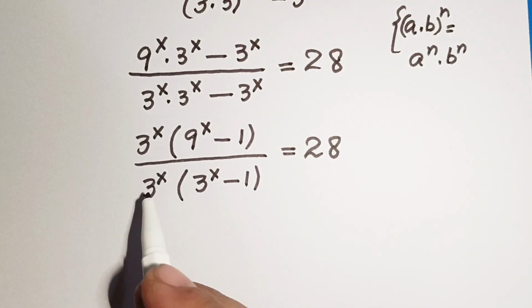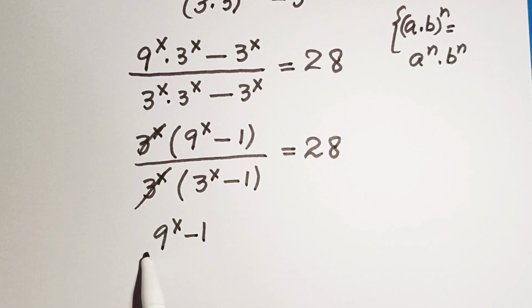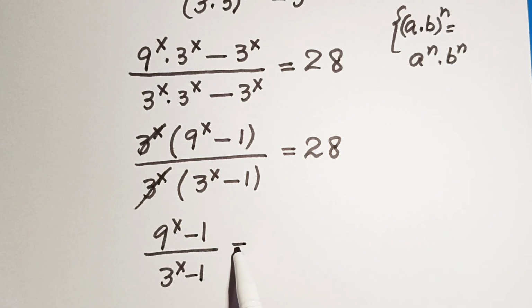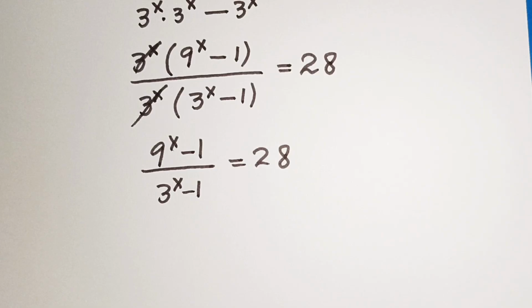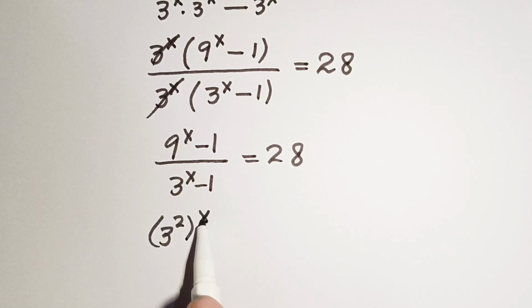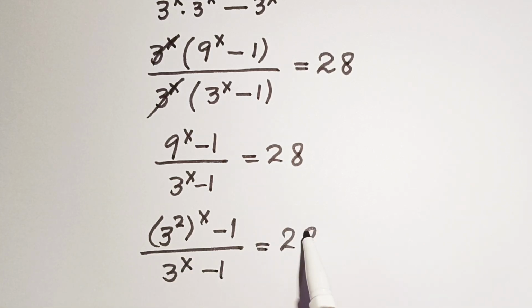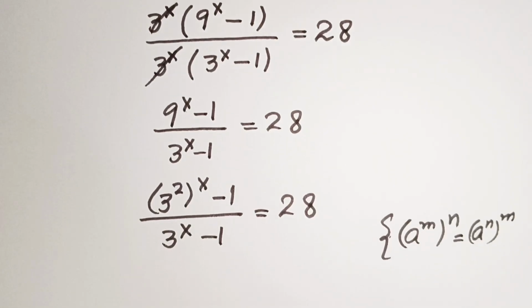So now this 3^x can be cancelled, so (9^x - 1)/(3^x - 1) is equal to 28. Now this 9 can also be written as 3 squared. So here we have (3^2)^x - 1 all over 3^x - 1, that is equal to 28. And we know by the exponential law, (a^m)^n is equal to (a^n)^m, so there is no difference.